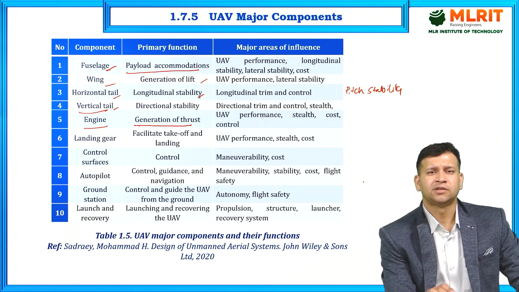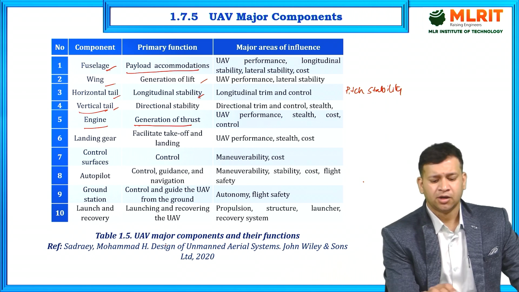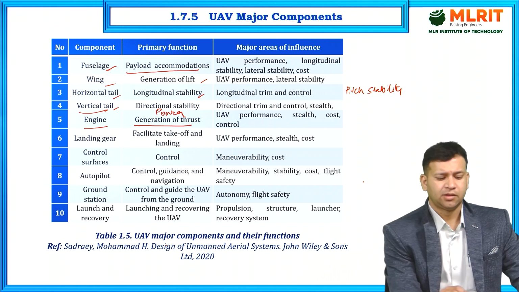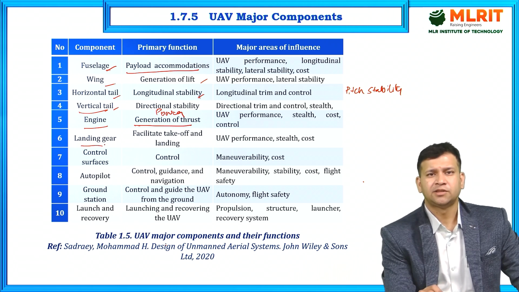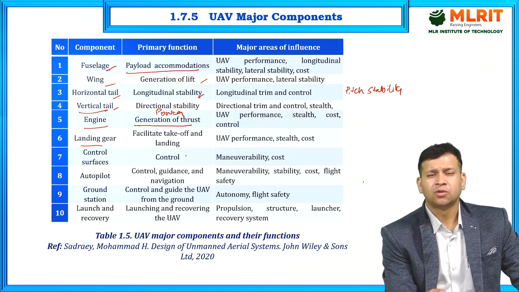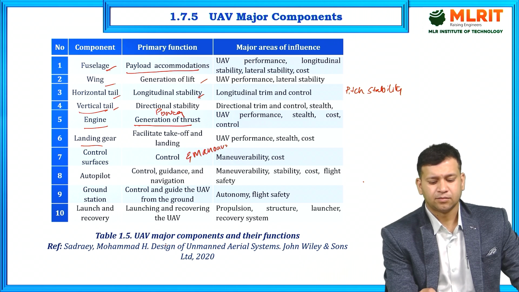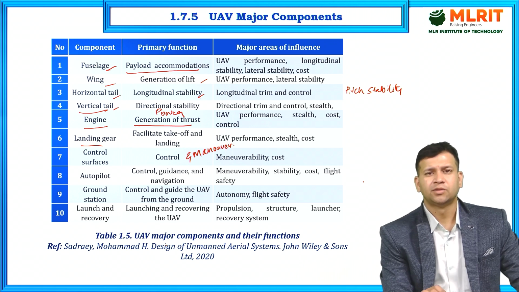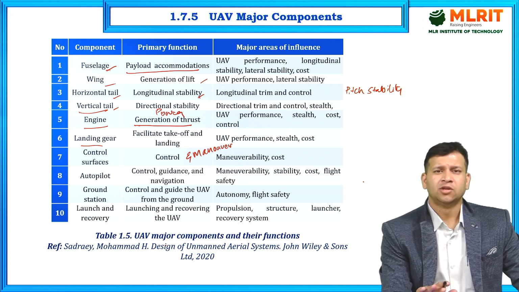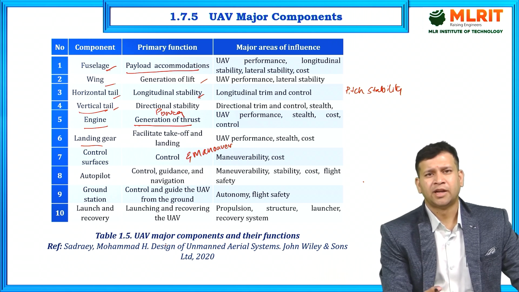Then we have engine, which gives you the thrust, which is required to move your unmanned air vehicle. And in case it is an electric engine, then we call it power generation. Then we have landing gear, which facilitates the takeoff and landing. Then we have control surfaces, which control the maneuvers: climb, roll, directional stability, right? These all come under control surfaces.